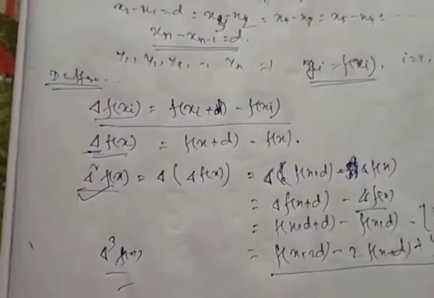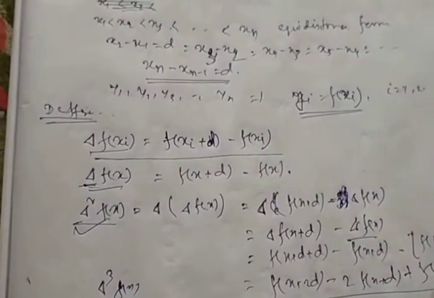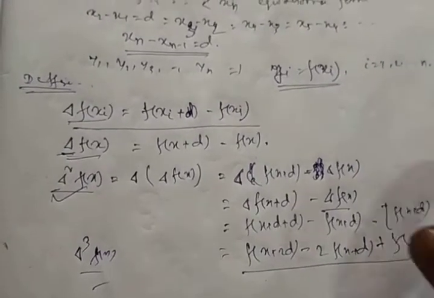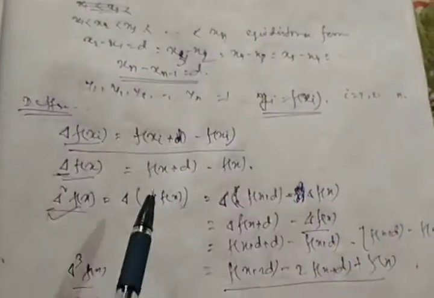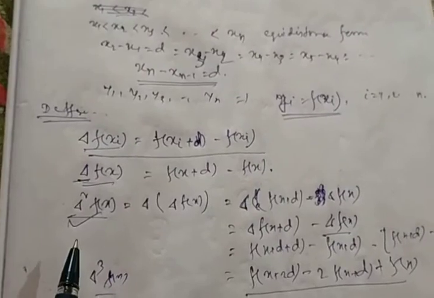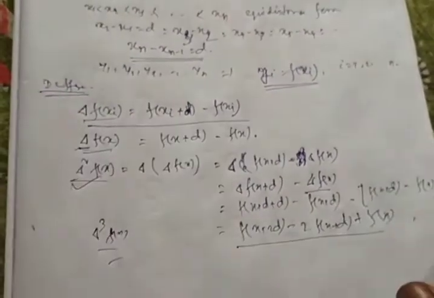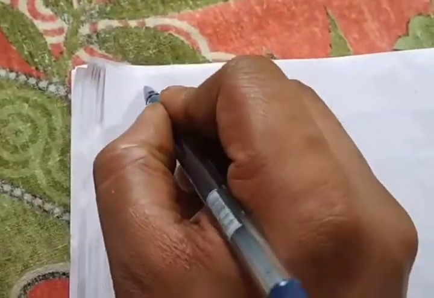So whenever this type of data is given, we first find the difference table. Using the difference method, the difference operator, we will find the difference tables in this form, let's say, the difference table.